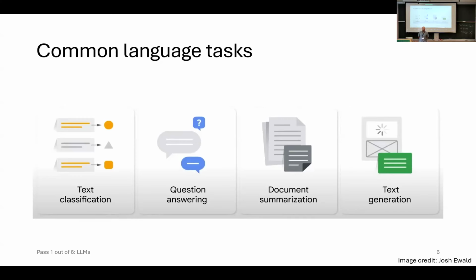Fact checking, I think it depends on the classes, right? If we define the classes in advance, I think we can consider it as text classification. If we want to classify text into factual versus non-factual, right?